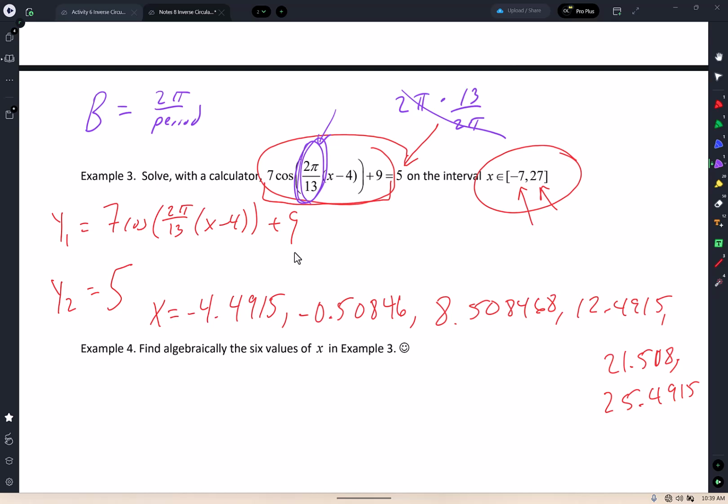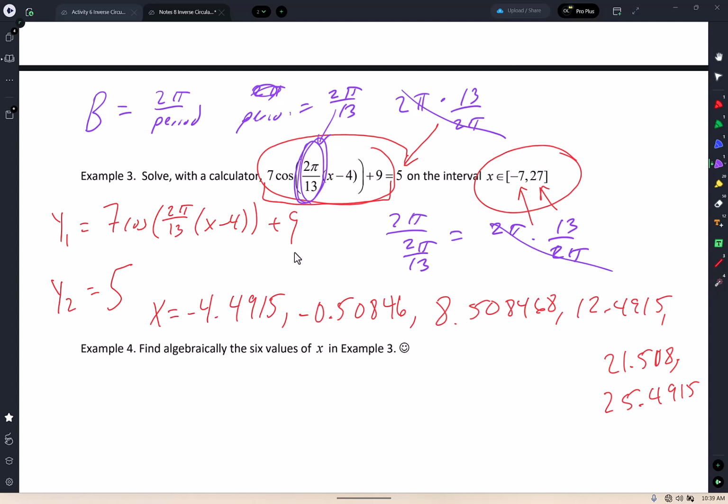Could you use a formula? Yes, you could have gone B is 2 pi over period, so that means the period is equal to 2 pi over B. And yeah, you could have gone 2 pi divided by 2 pi over 13. And what's the common thing that they tell you guys? Keep, change, flip, 13 over 2 pi. Yeah, you could have done it with a formula.